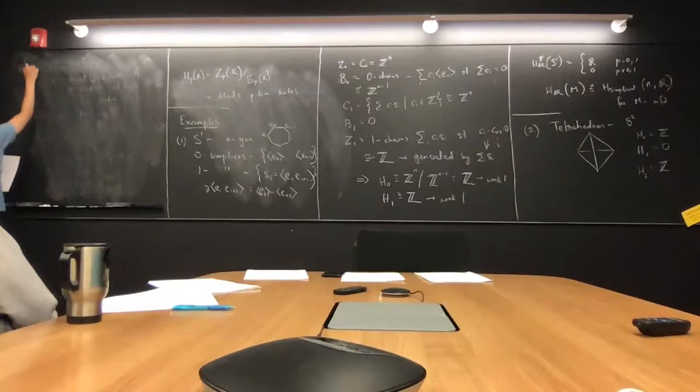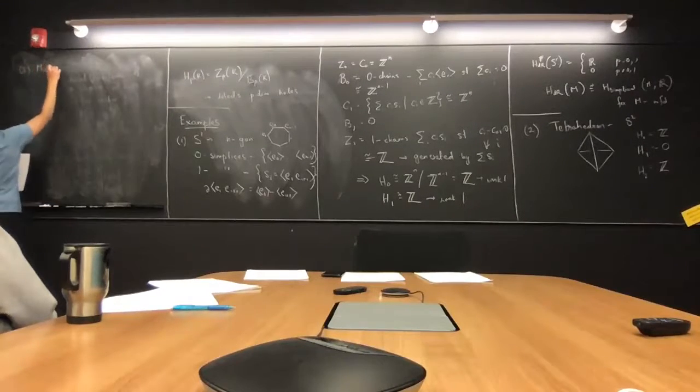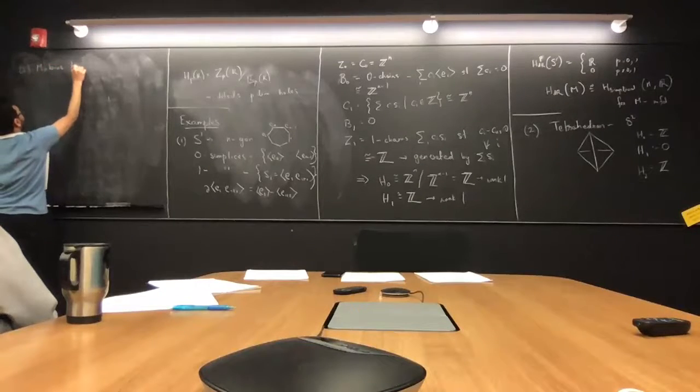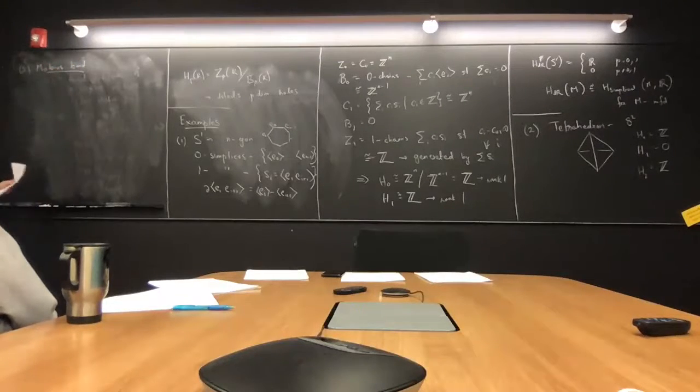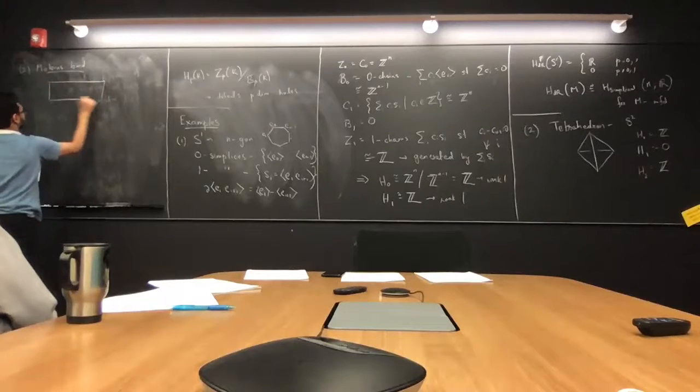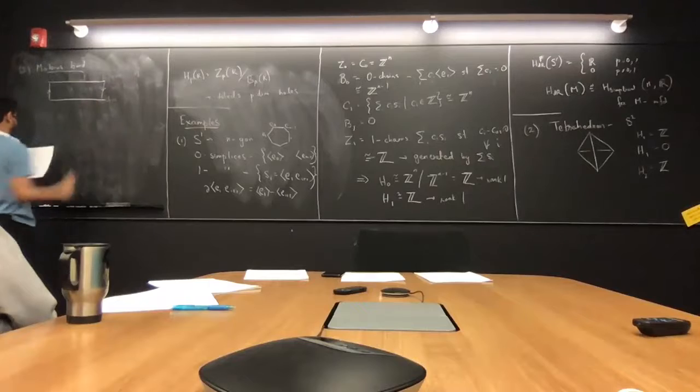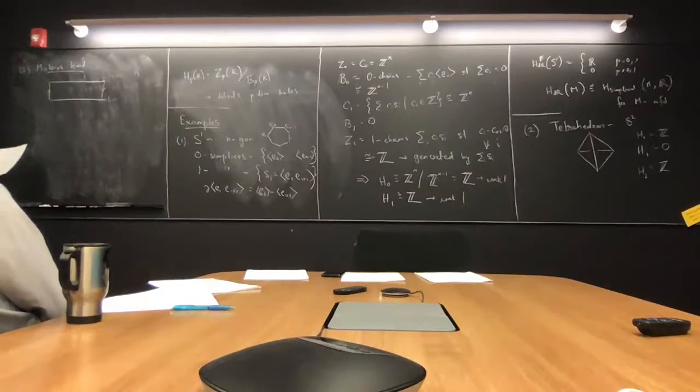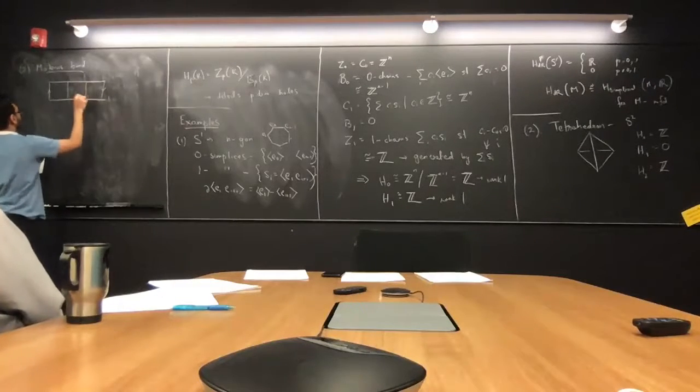Example 3 is that of a Mobius band. So you can triangulate the Mobius band as follows. Mobius band is basically a strip with opposite ends identified in an opposite way. You can triangulate this in the following way.